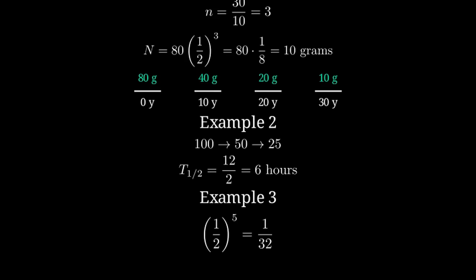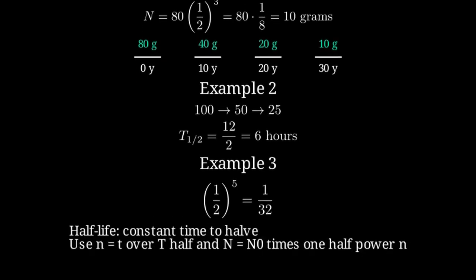Let us summarize. Half-life is constant, and each half-life cuts the amount in half. Use the two formulas, and the problems become simple and systematic.